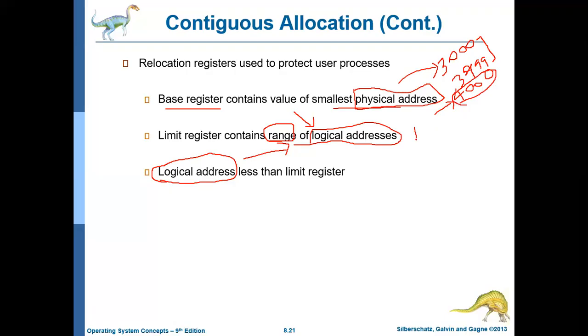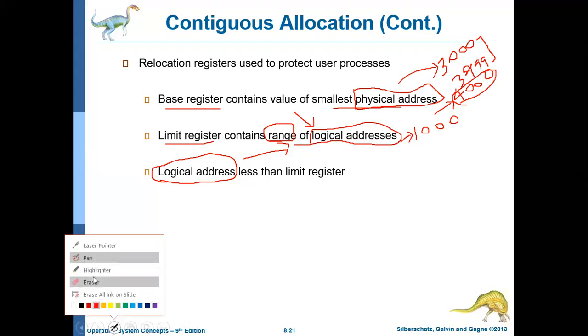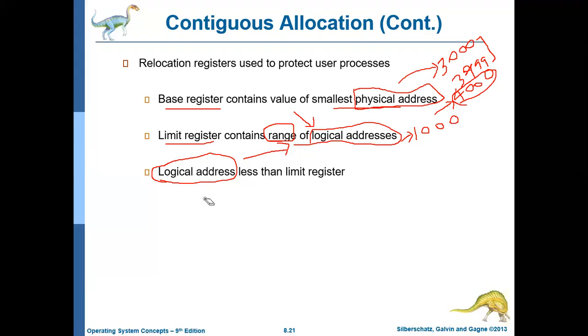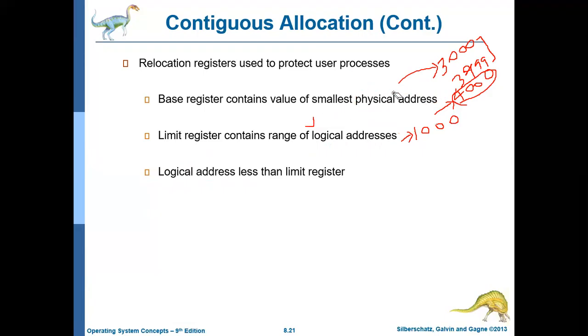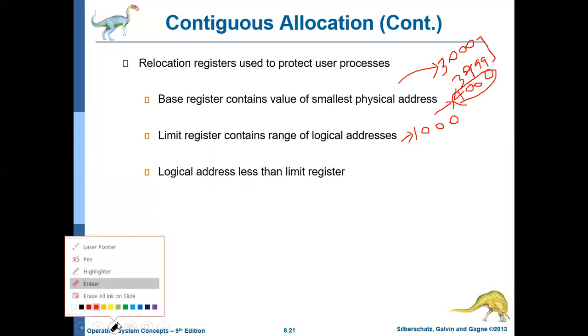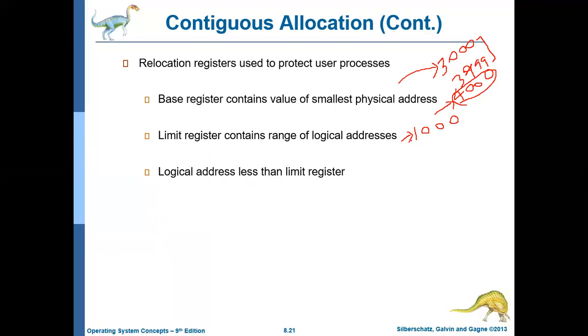So the limit register will have 1000. Now this 1000 is not the physical address. 1000 is the logical address, whereas this 3000 is the physical address. This 3000 is the physical address and this 1000 is the logical address.